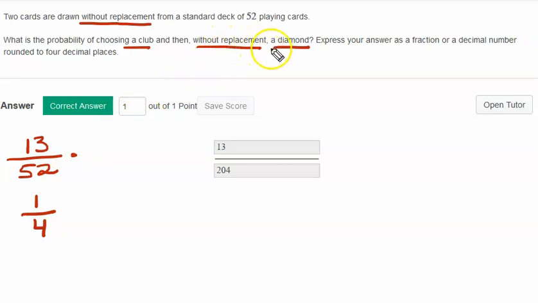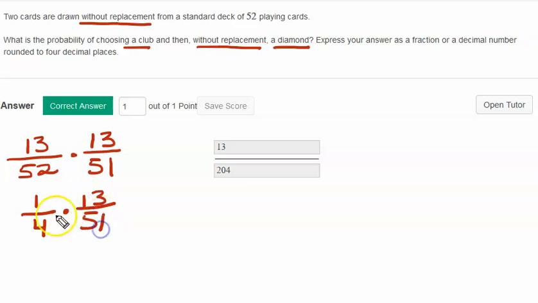Now, without replacement, now you're going to choose a diamond. Well, there are 13 diamonds in a deck, but now there's one fewer card, 51. So we can bring that down here. And there are no common factors that we can cancel out. So 1 times 13 is 13. And 4 times 51 is 204, which is the answer.